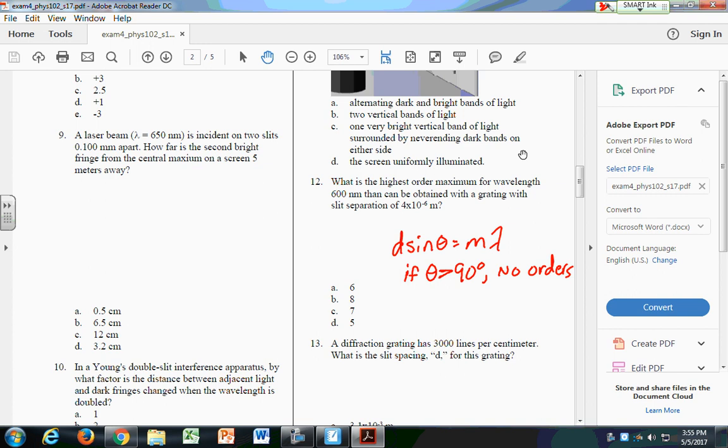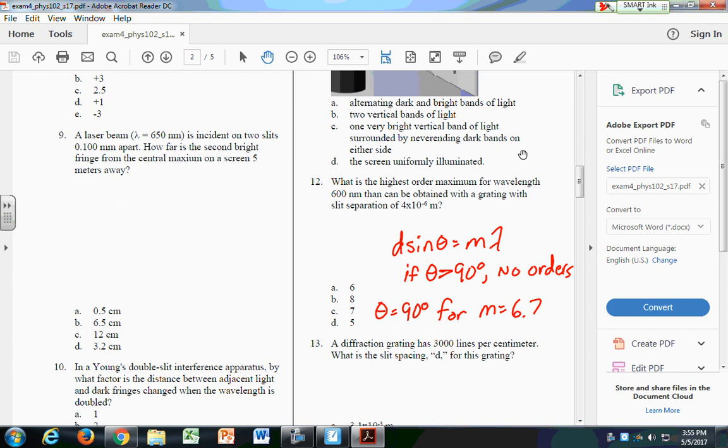And so theta equals 90 degrees for m equal, what you say, 6.7, right, 6.67 or whatever. Yeah. And so that means that if it's bigger than 6.7, theta is bigger than 90 degrees, and you can't have that. And so that means that there's really no order 6.7, right? It's either 6 or it's 7. And so you round it down. Even if this is like 6.99, you still round it down to 6. Right? That 7th order is not going to exist, only the 6th order.